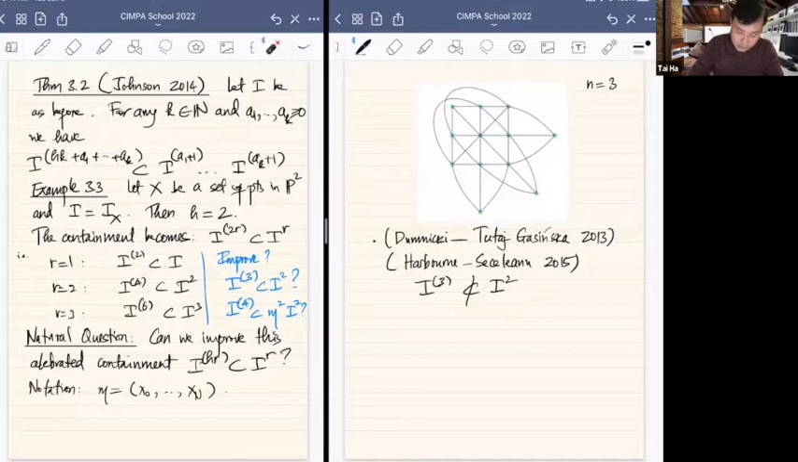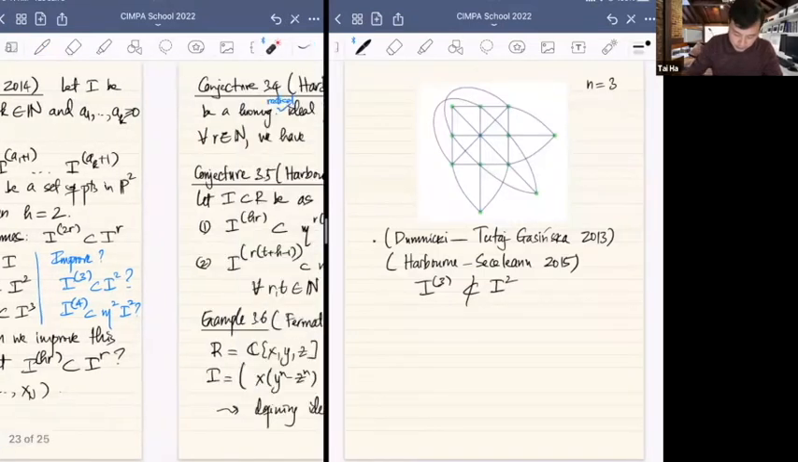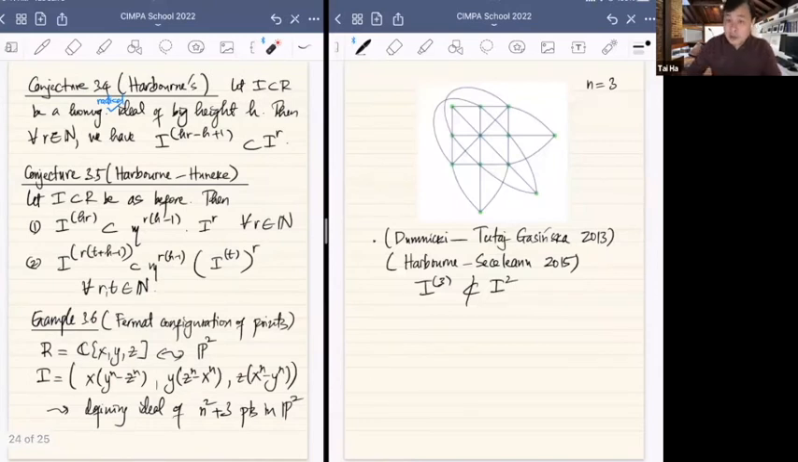And what this example is telling us is that for the Fermat configurations, the conjectural containments fail, because it's already failed right at the first non-trivial values of R.